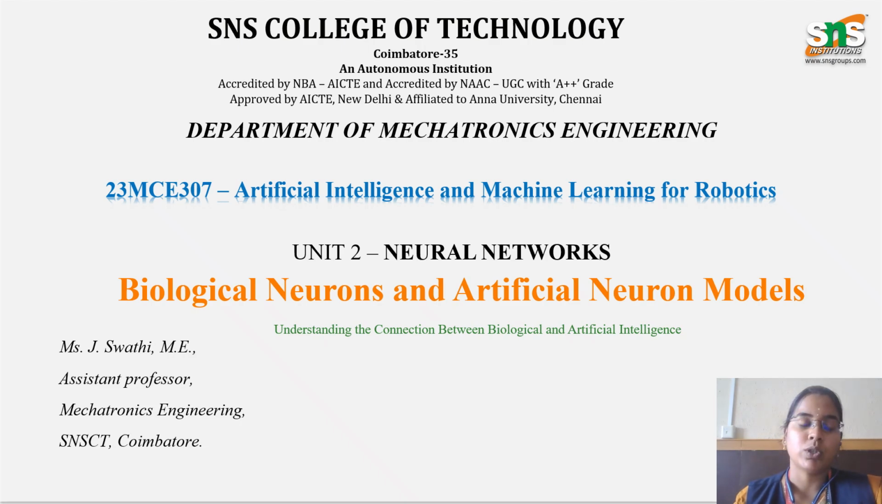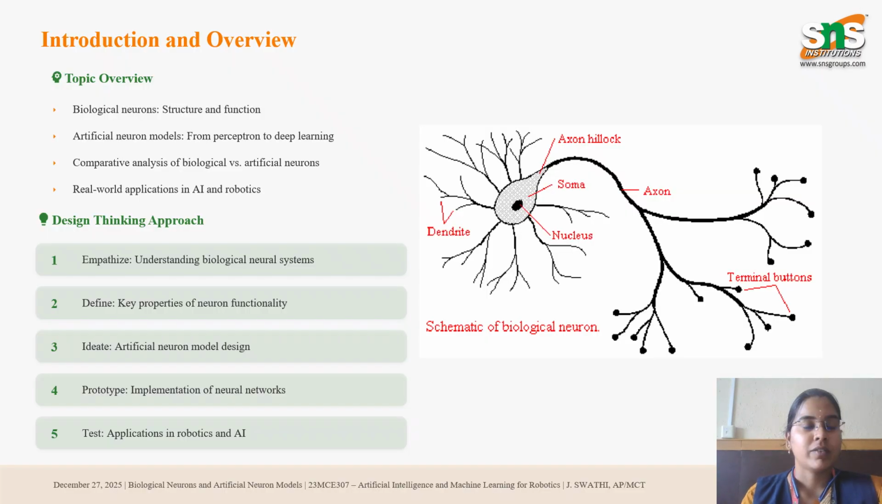So in this series, we are going to start with the biological neurons and artificial neuron models. Before getting into the ANN model, we will discuss what these biological neurons are. First we need to understand the biological neural systems, and then note down the key properties from the neuron functionality. After that we create the artificial neuron model, and then implement these neural networks, and finally we will go into the test applications in robotics and other AI applications. So this is the flow we are going to follow here.